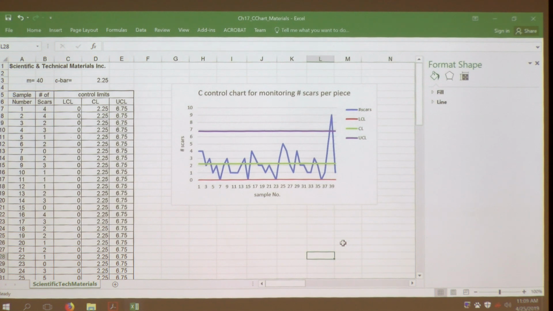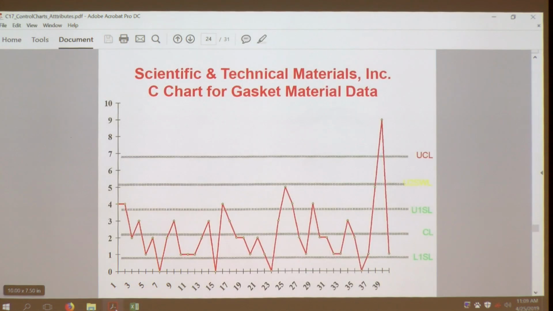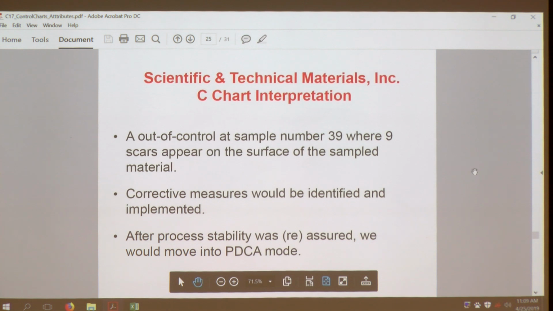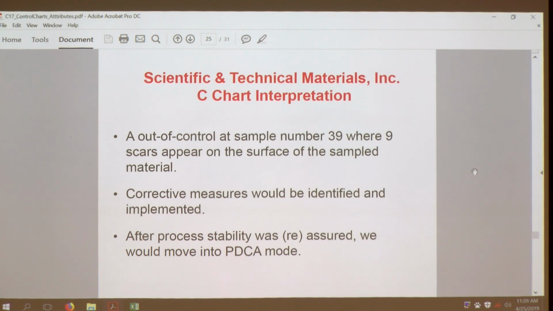Yeah. And then you can click on this one, and move the cursor over here. You find, oh, this is 39. The piece 39 is out of control. So then you dig into the problem, see what's going on with this number 39. So an out of control at sample 39 is observed, where 9 scars appear on the surface of the sampled materials. So corrective measure would be identified and implemented. After process stability was reassured, we could move into the PDCA cycle.